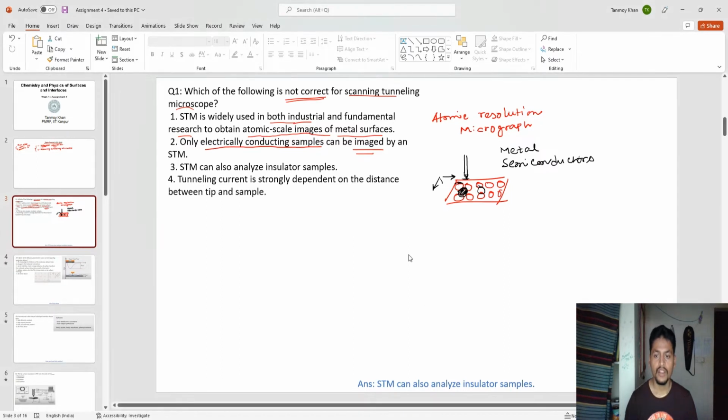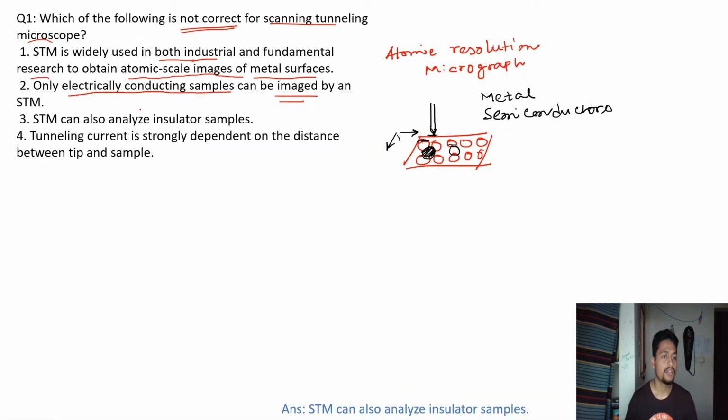Yeah. So that means this needs to be electrically conducting, and so that means if we go to the third option, it can also analyze insulators. That is not true, because we are maintaining some voltage. We are measuring the current, right? Between each of the atoms, how different it is, and that's why we are converting it to get the topograph. So that means insulator samples cannot be done, and that is what is asked, which is not correct.